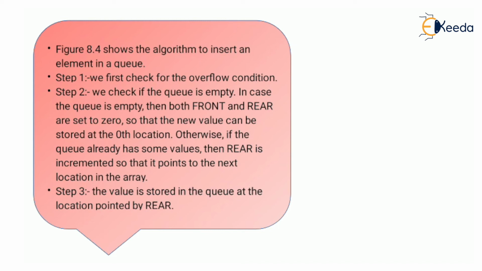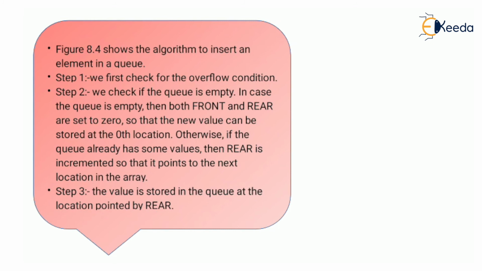Otherwise, if the queue already has some value, then rear is incremented so that it points to the next location in the array. It is the responsibility of the algorithm that rear should be incremented so that we can insert the data.